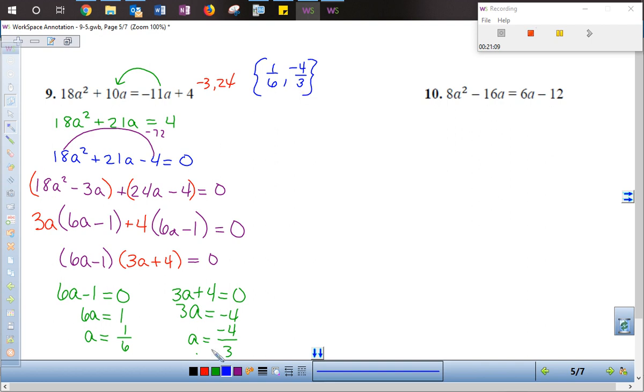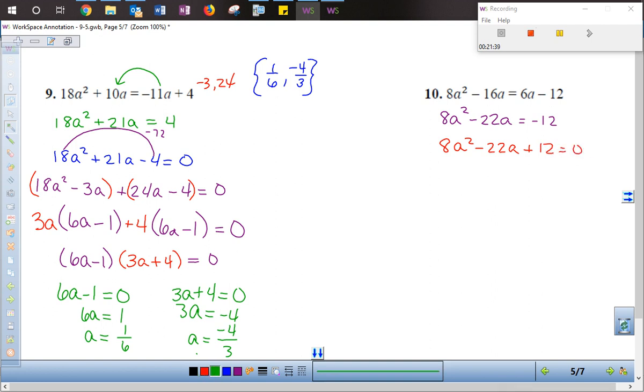Alright, let's go to number 10. On number 10, the first thing we need to do is get everything over to my left side and set it equal to 0. So I want to subtract 6a over, so I'll get 8a squared minus 22a equals negative 12. Then I'll add 12 over to be left with 8a squared minus 22a plus 12 equals 0.